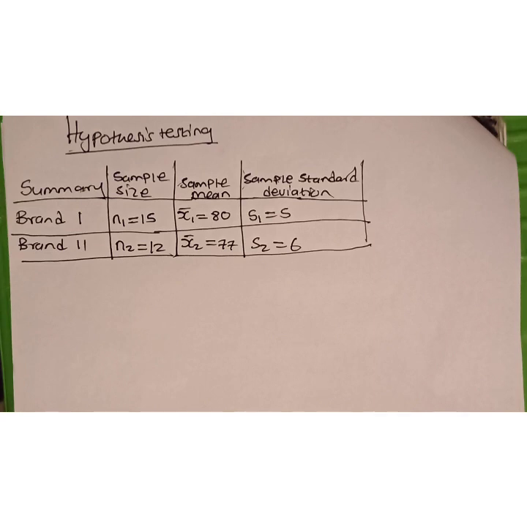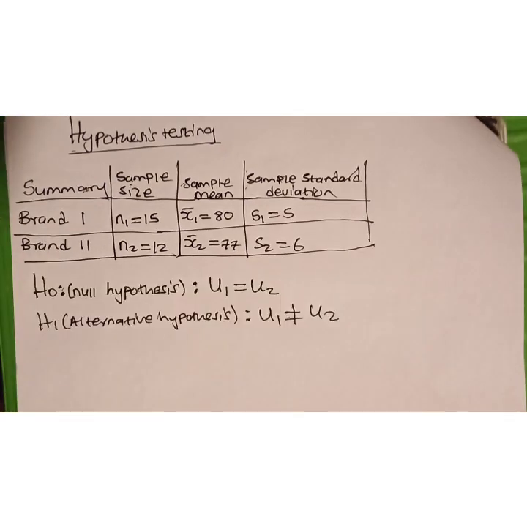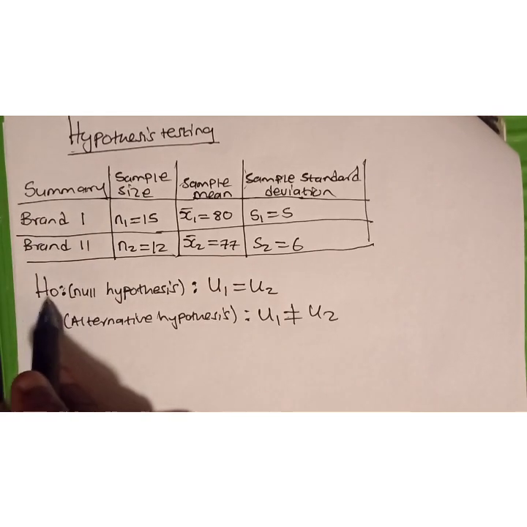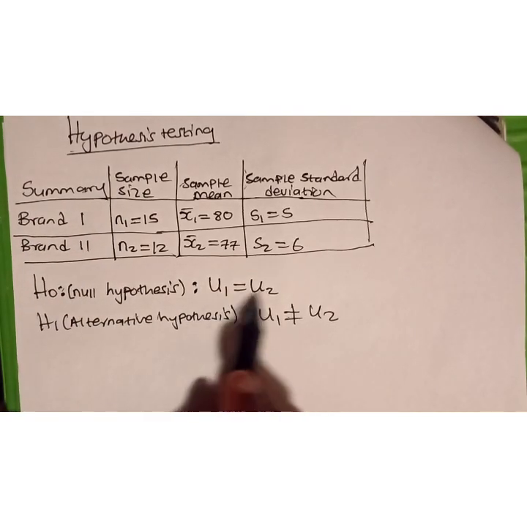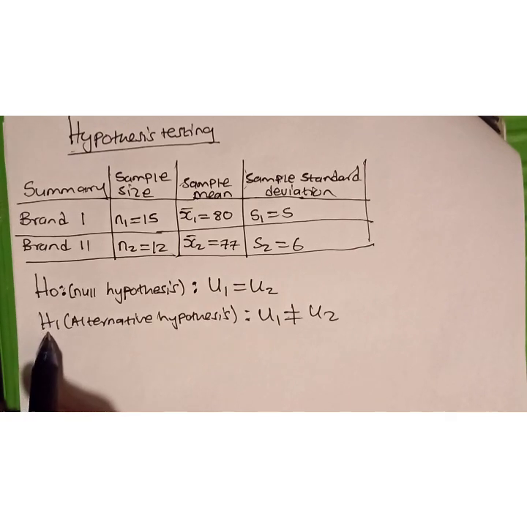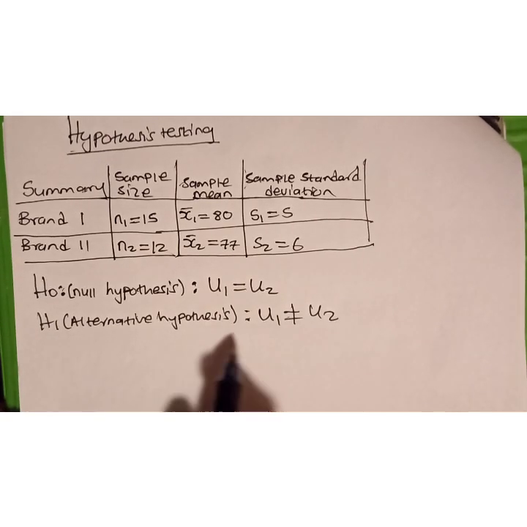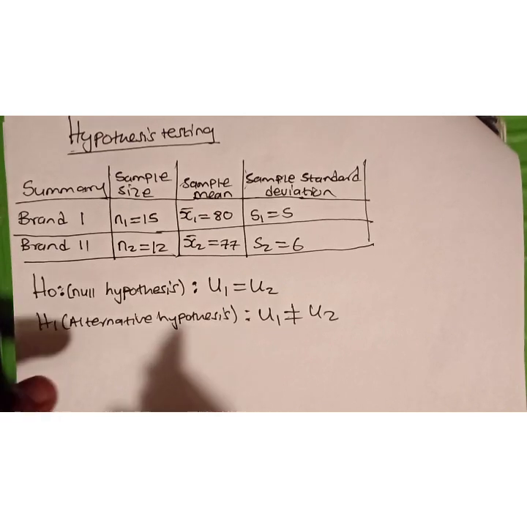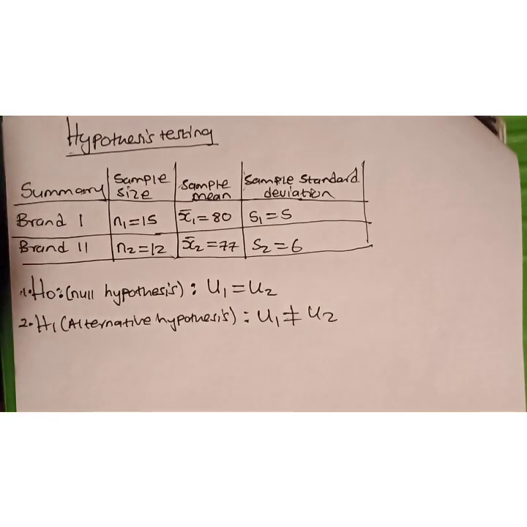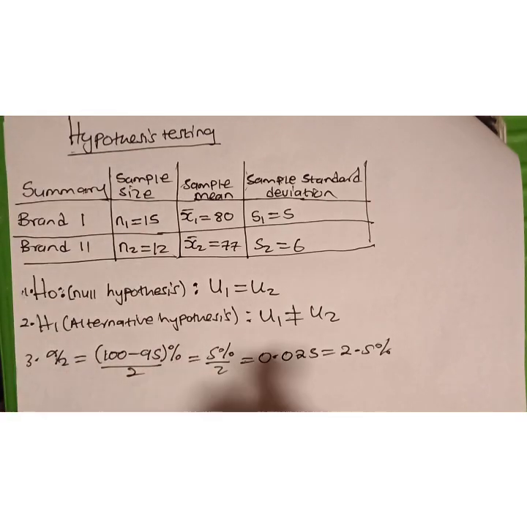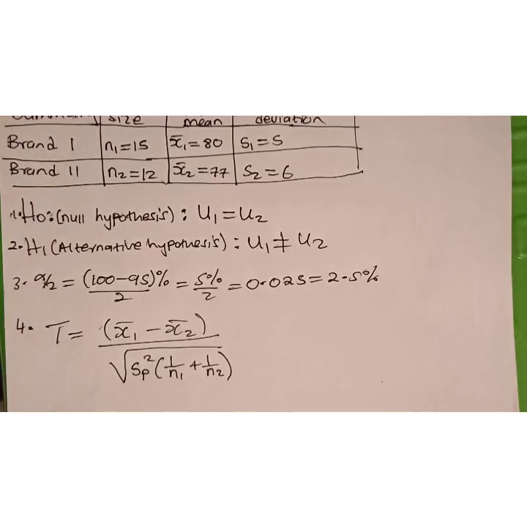Firstly, let's state the null and alternative. Our null will be the two means are the same. Our alternative will be the two means are different. Secondly, what is our alpha over 2? So this is our alpha over 2. Then thirdly, we'll want to know what is our test statistic. So this is our test statistic.